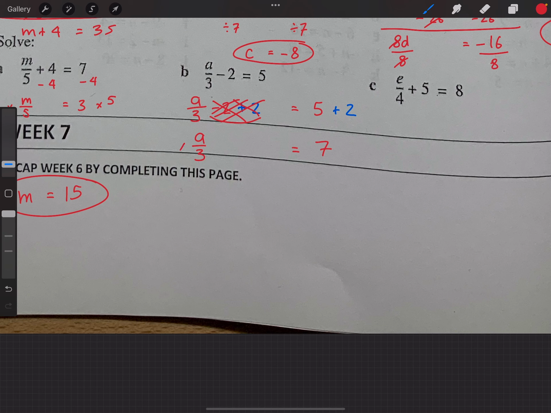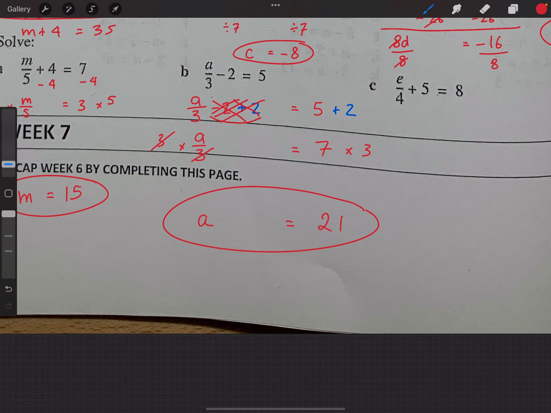Okay, now, so something divided by 3 is 7. So let's multiply by 3. Do the reverse of divide, multiply. So when you multiply by 3, this will cancel out, and then you get a, and on the right hand side you get 3 times 7, that's 21, and that's the answer. a equals 21.